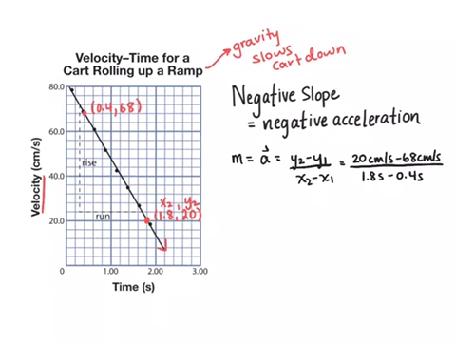And we will get negative 34 centimeters per second squared. And so what the negative sign for our acceleration means is that our object is slowing down. So we also sometimes will call this deceleration.